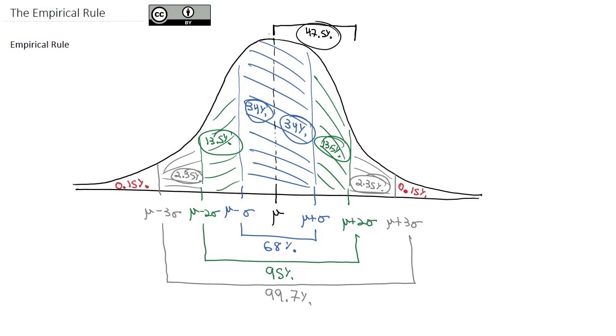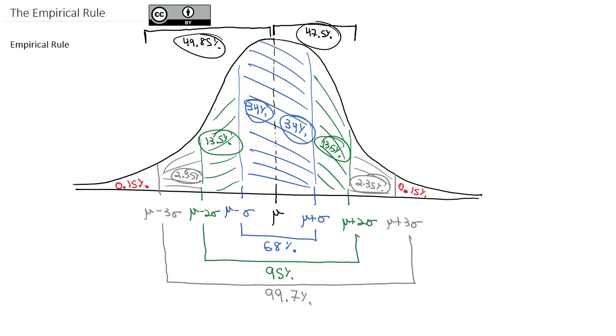We could count to the left even. Let's say we want to go between the mean and 3 standard deviations. Well, then we're looking at the 2.35% in gray, plus the 13.5% in green, plus the 34% in blue. Adding those together, we end up with 49.85% of values are going to be between 3 standard deviations below the mean and the actual mean.